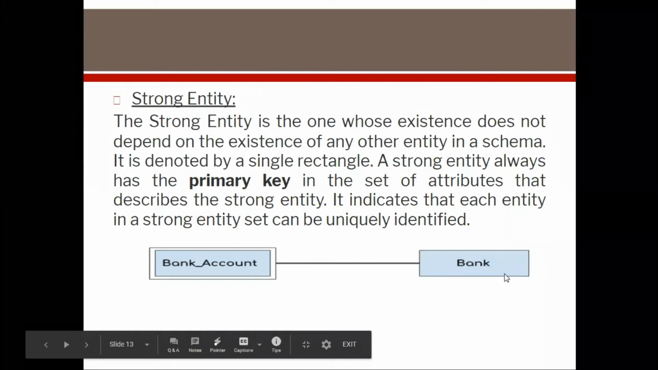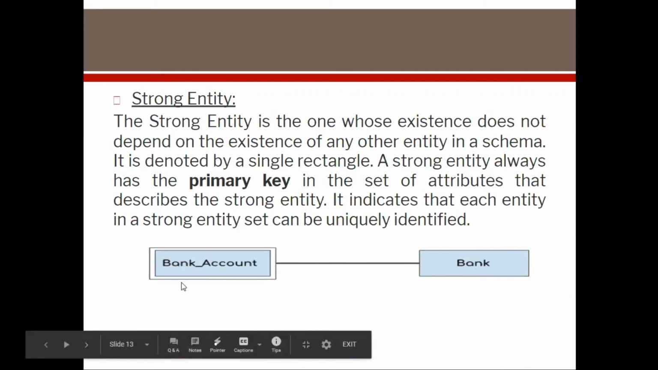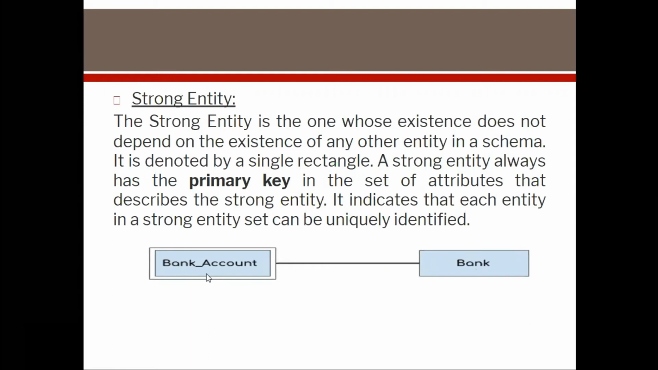And a strong entity is denoted by a single rectangle, basically how we denote our entity. Strong entities always have a primary key in the set of their attributes, and that primary key is referred to by others and used as a foreign key for their further work. A particular entity uses the primary key of a strong entity, takes reference and works with it. That's why it has more dependency on your strong entity part. So that's about your entity.